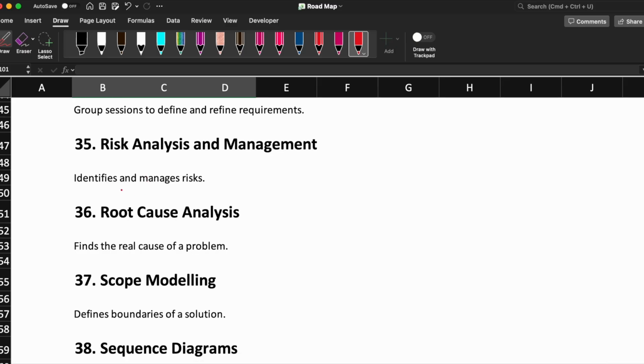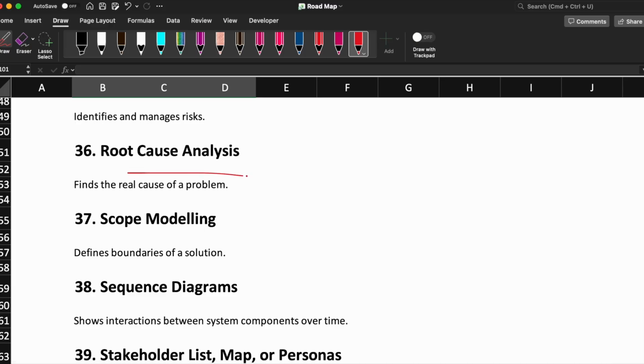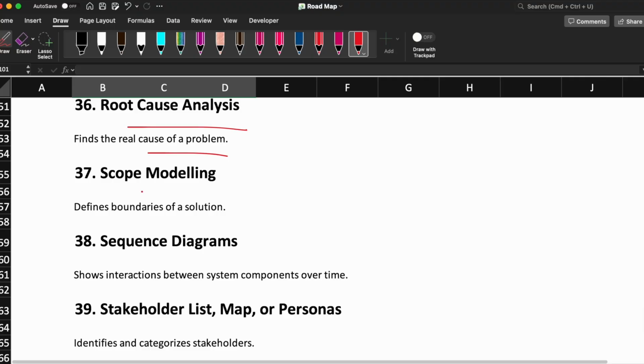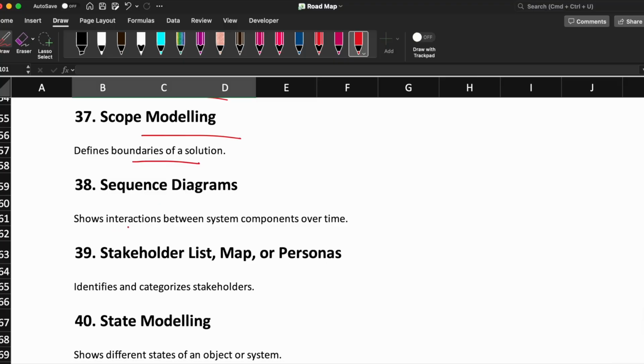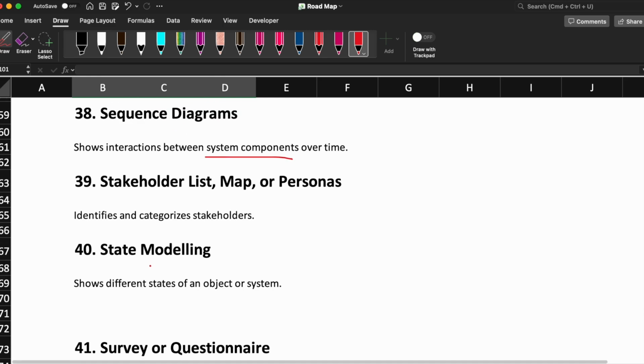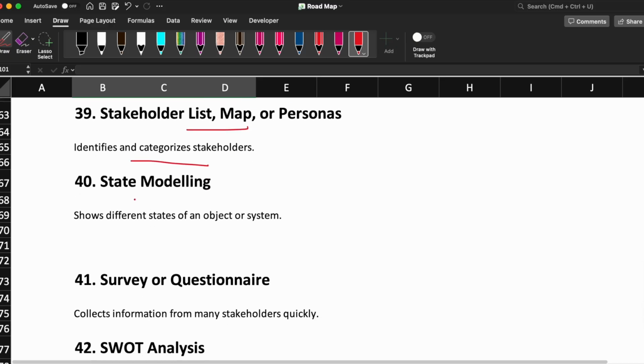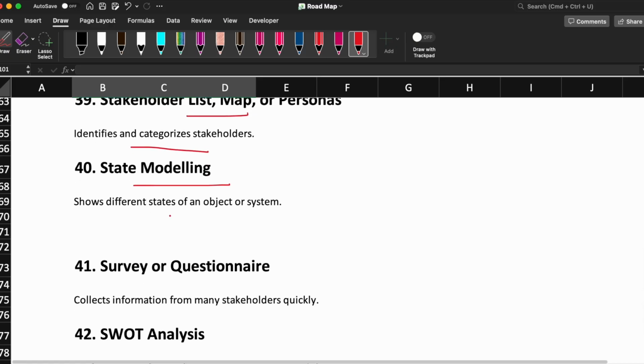Number 36, root cause analysis: finds the real cause of a problem. Number 37, scope modeling: defines boundaries of a solution. Number 38, sequence diagrams: shows interaction between system components over time. Number 39, stakeholder list, map, or personas: identifies and categorizes stakeholders. Number 40, state modeling: shows different states of an object or system.